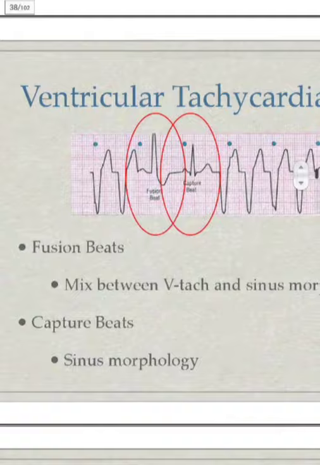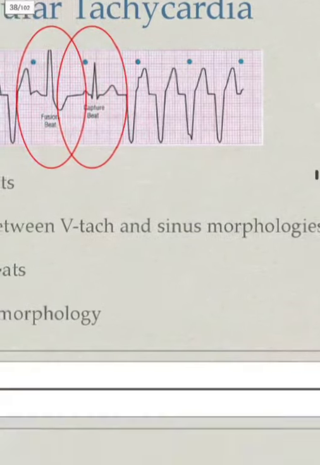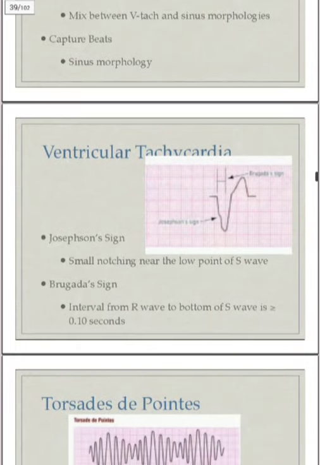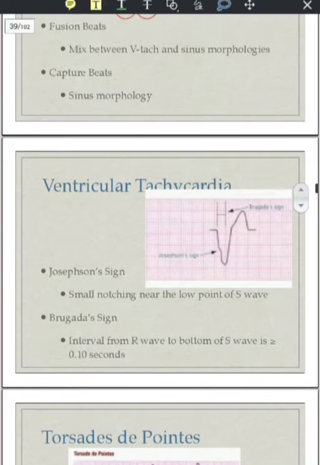Okay, moving on to Josephson sign and Brugada sign. There is small notching near the lowest point of the S wave, right? This is an S wave, and here you can see the notching. So this is called Josephson sign. And then there is Brugada sign. In Brugada sign, the interval from R wave to bottom of S wave is more than 0.10 seconds, right?